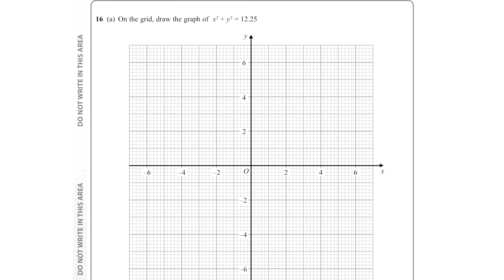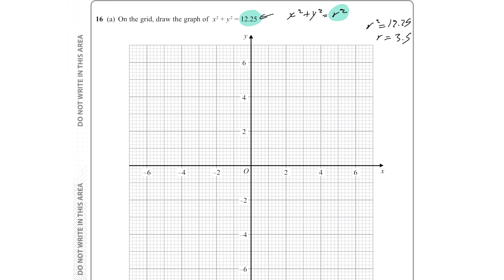So for the next one, it says draw the graph of x squared plus y squared is equal to 12.25. Now, hopefully you've noticed that this is the equation of a circle, which is x squared plus y squared is equal to r squared. So we can see that this and this are going to be the same. So that means r squared is equal to 12.25. If I square root both sides, I get 3.5. So the radius of the circle is going to be 3.5.